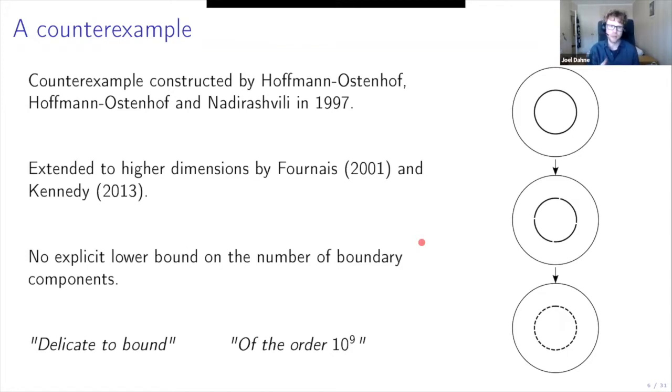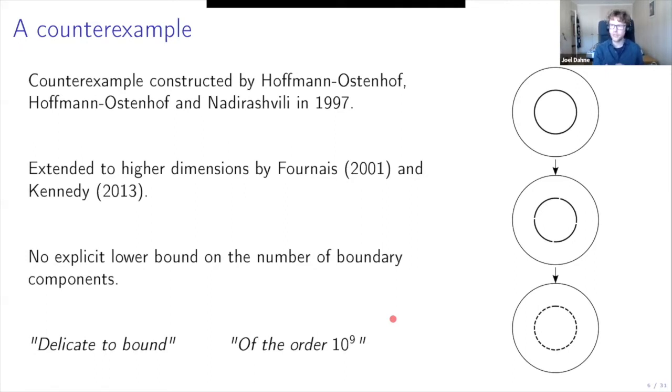But they don't give any explicit lower bound on the number of boundary components. They just use a limiting argument that if we cut enough holes, then we're fine. There's some number of holes for which the nodal line will not touch the boundary. They write in different parts that this bound would be hard to get, and it's quite large. Some estimates are 10 to the 9, but I think these are only rough estimates. So we have a counterexample, but we don't know how many boundary components it has.